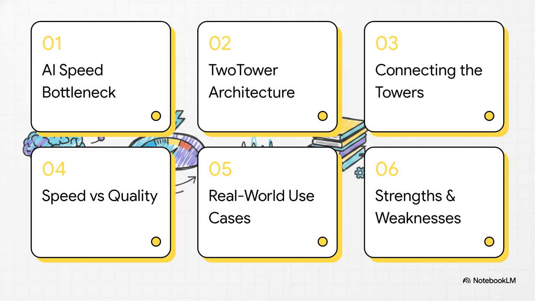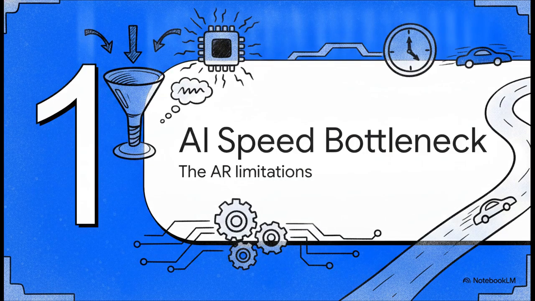All right, let's dive into this. Here's our roadmap for today. First, we'll look at the AI speed bottleneck, then enter the two-tower architecture, see how the towers connect, check out the benchmarks for speed versus quality, explore some real-world use cases, and wrap up with the strengths and weaknesses. To really appreciate the solution here, we've got to understand the problem first.